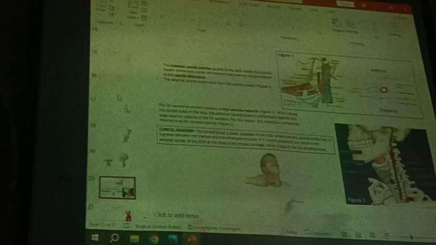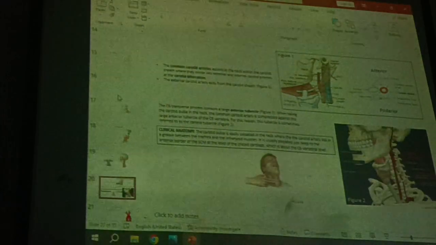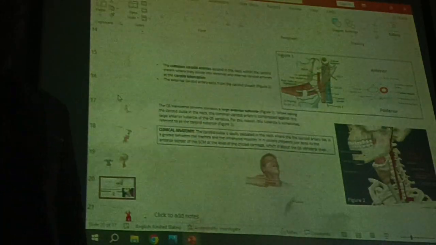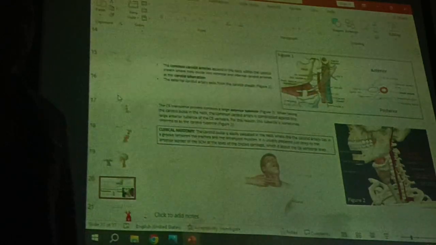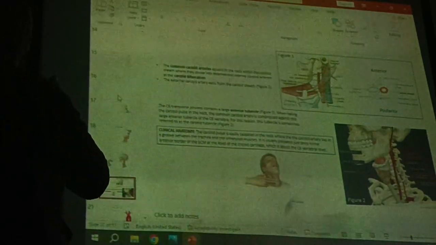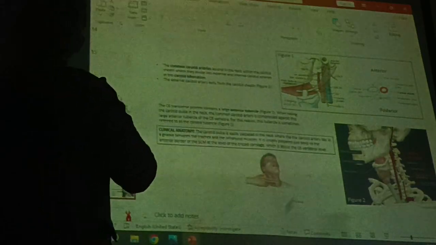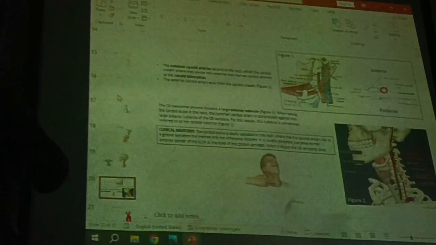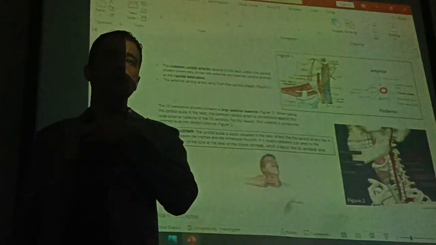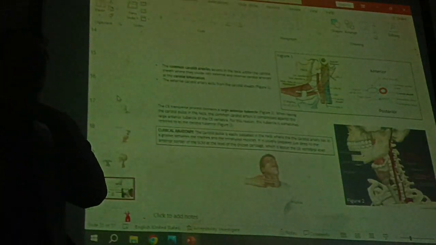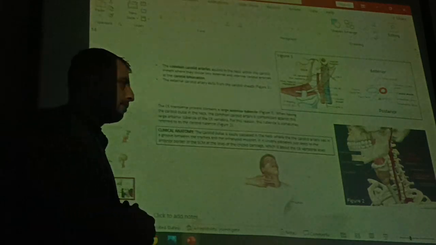So, if I ask you to palpate the artery in this area, which is located at the level of cricoid cartilage, am I touching the internal, external, or common carotid artery? Common carotid artery, yes. The common carotid artery is located in this area from the sternoclavicular joint until the laryngeal prominence.